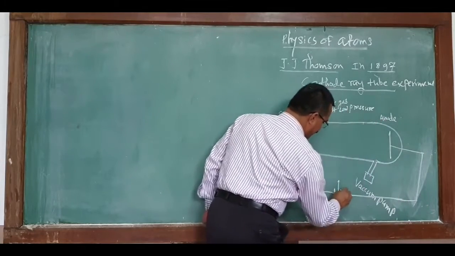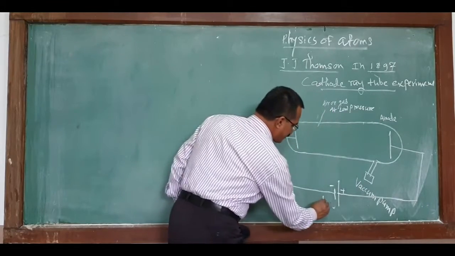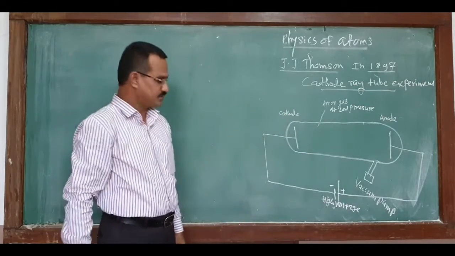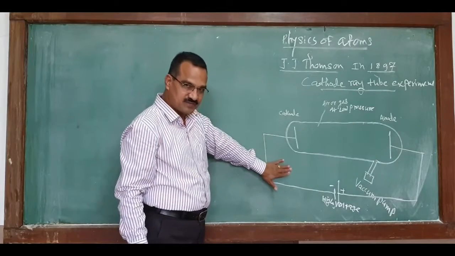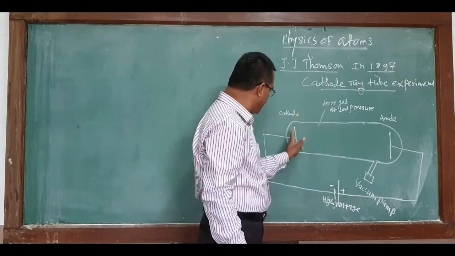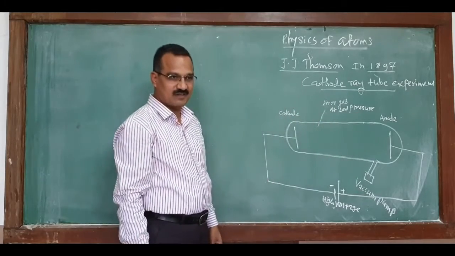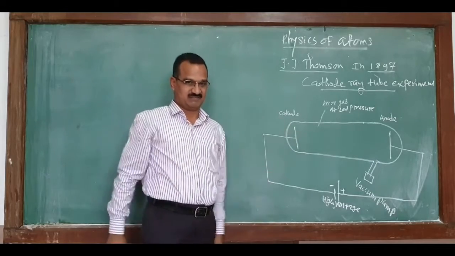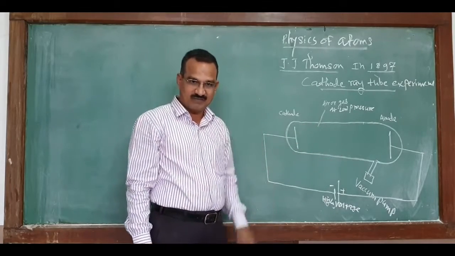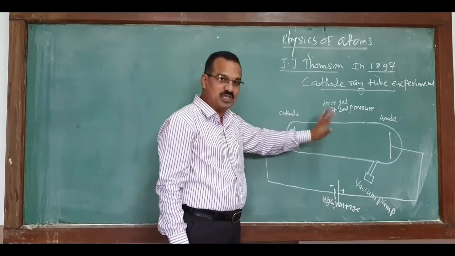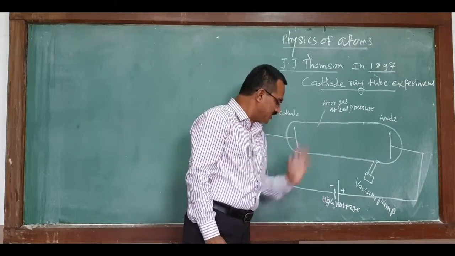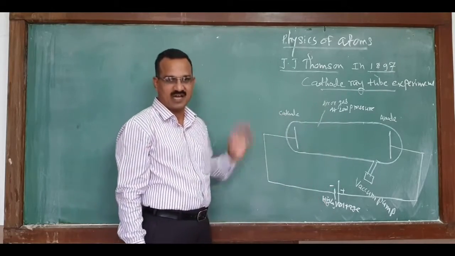High voltage is applied, in terms of thousands. Due to this high voltage and the low pressure between the cathode and anode, discharge of electricity occurs. For discharge of electricity, these two conditions are very important. Pressure between these two electrodes must be very, very low. And second, between the two electrodes, the potential or voltage must be very high.